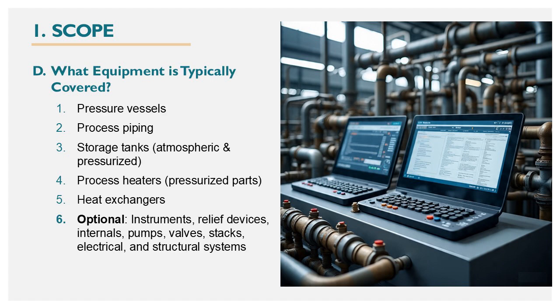Scope number D. What equipment is typically covered? They are pressure vessels, process piping, storage tanks, atmospheric and pressurized, process heaters, pressurized parts, heat exchangers, and optional for instruments, relief devices, internals, pumps, valves, stacks, electrical, and structural systems.